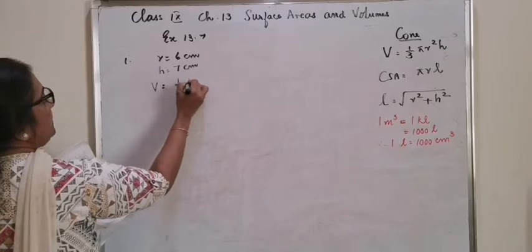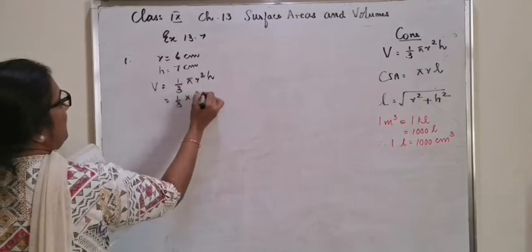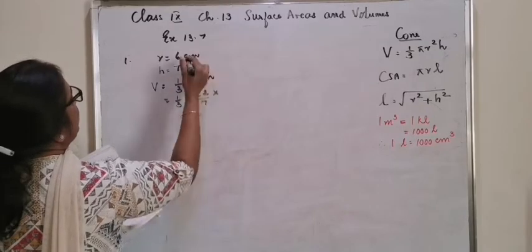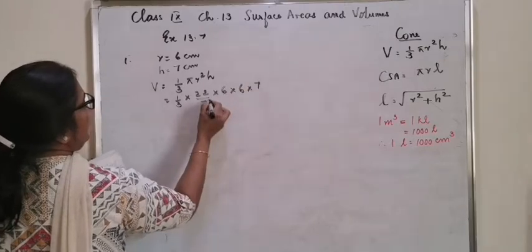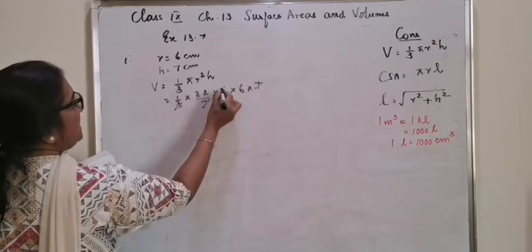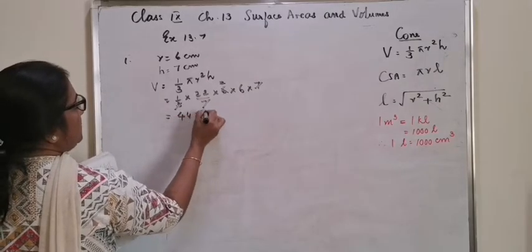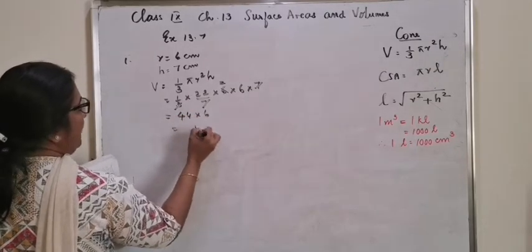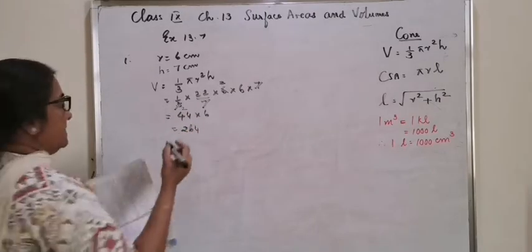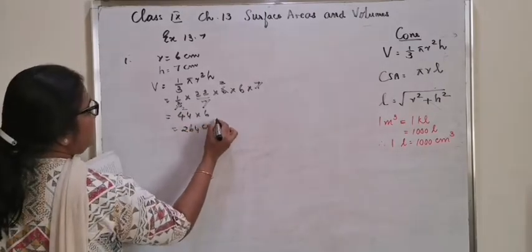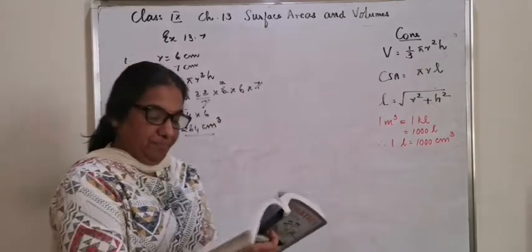Formula: volume is equal to 1 by 3 pi r squared h. 1 by 3, 22 by 7. Radius is 6 into 6 into 7. 7 gets cancelled, 3 gets cancelled, so it is 44 into 6. 6 fours are 24, 6 fours are 24 plus 2, 264. It is centimeter cubed. The volume is always in centimeter cubed.